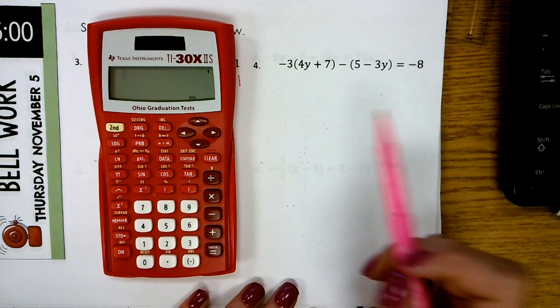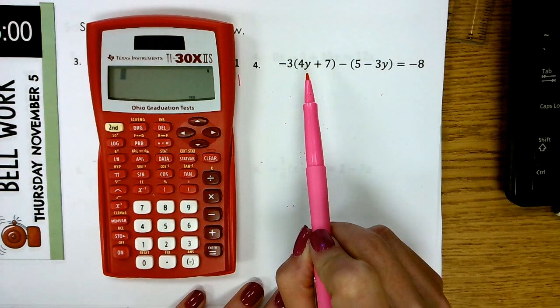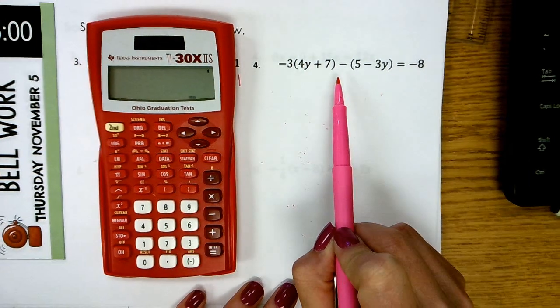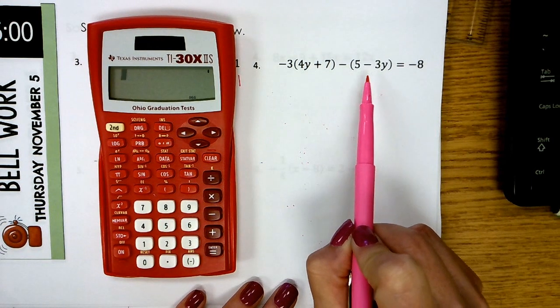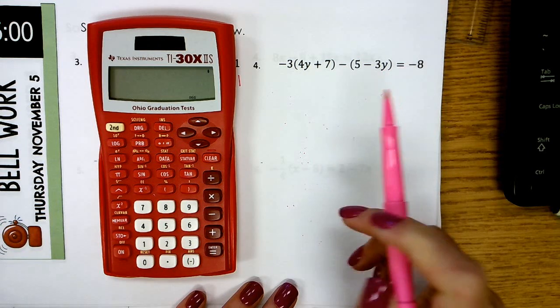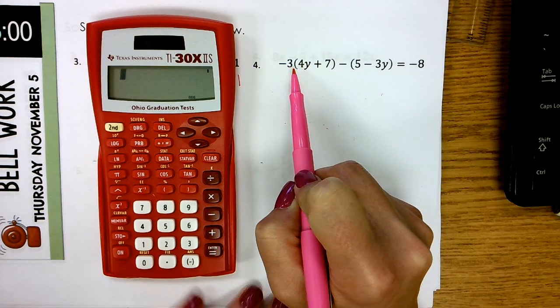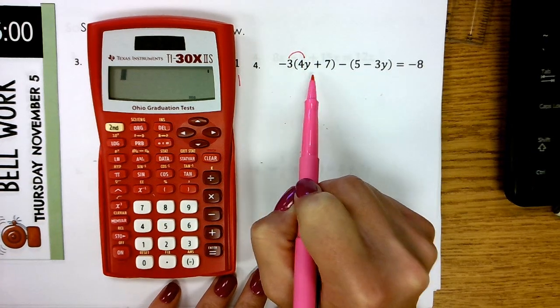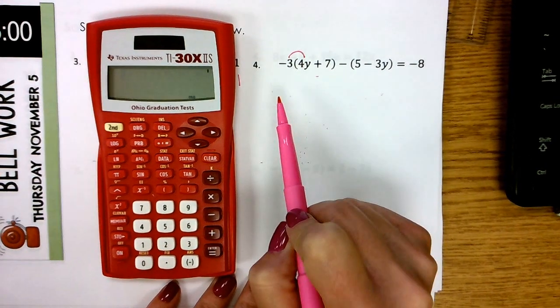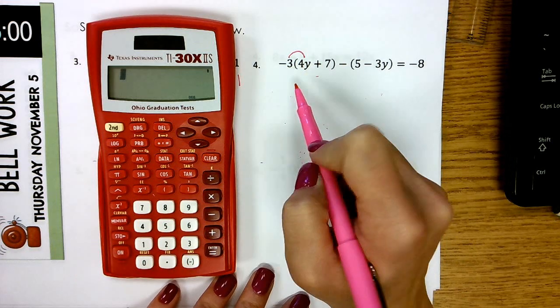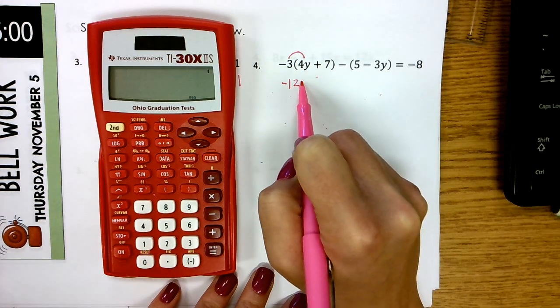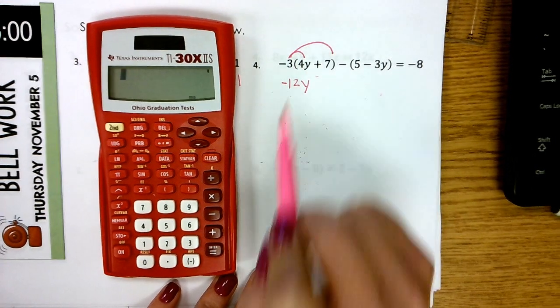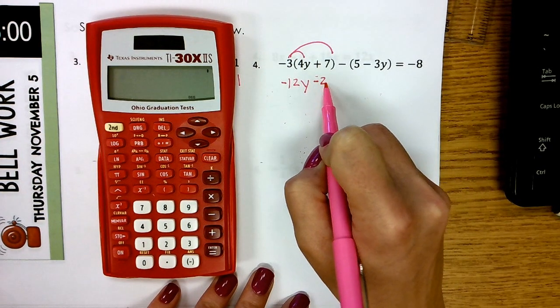So number 4 says negative 3 times the quantity 4y plus 7 minus the quantity 5 minus 3y equals negative 8. So here, we need to take this negative 3. Again, the first thing we're going to do is the distributive property. So we're going to distribute the negative 3 to this first set of parentheses. Negative 3 times 4y will give us negative 12y. Negative 3 times 7 will give us negative 21.